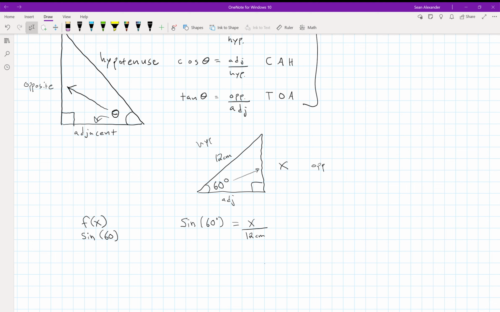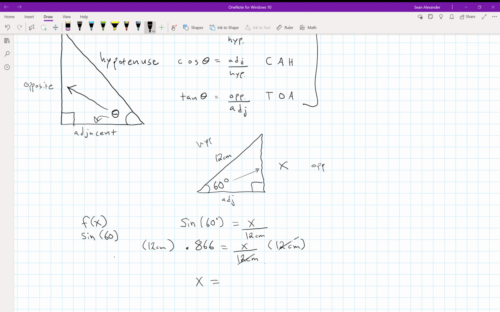So if you do that, and you do sine of 60 in degree mode, you're going to get a long number, but it's roughly 0.866 rounded, equals x over 12 centimeters. Now this is just a regular algebra equation. We want to solve for x. We can see x is being divided by 12 centimeters, so all we have to do is multiply both sides by 12 centimeters. Cancel, cancel. So we have the x by itself.